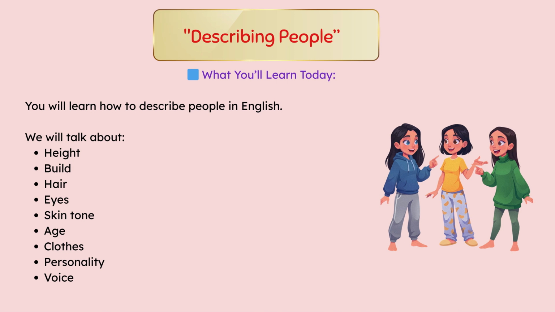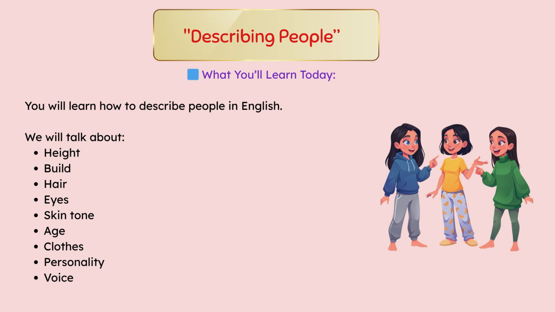In today's lesson, we will learn how to describe people in English. We will talk about different things such as height, build, hair, eyes, skin tone, age, clothes, personality, and voice. These are some of the common ways we describe a person's appearance and character in everyday English. By the end of this lesson, you will be able to describe anyone clearly and confidently.